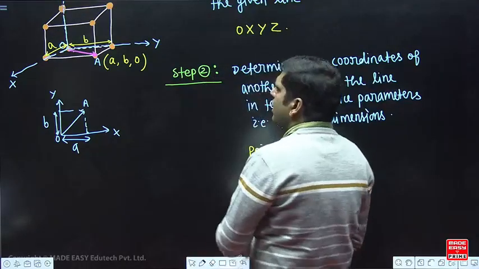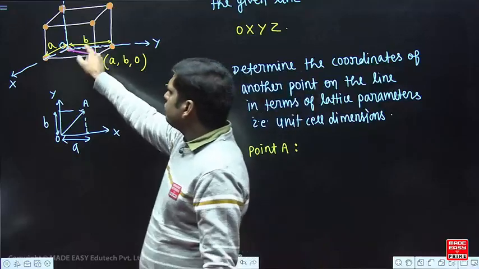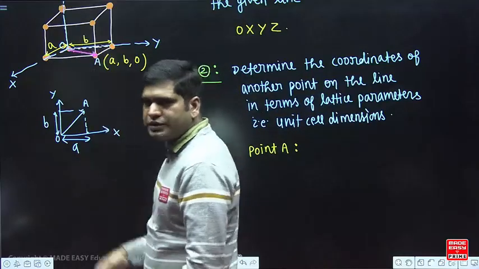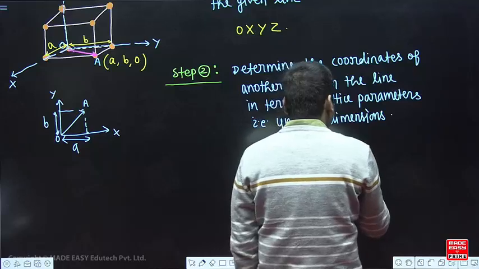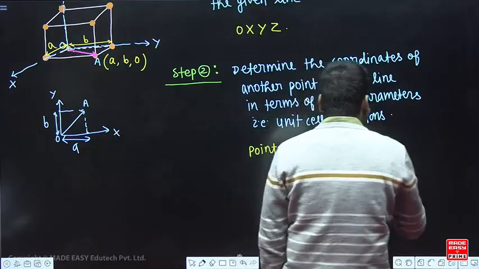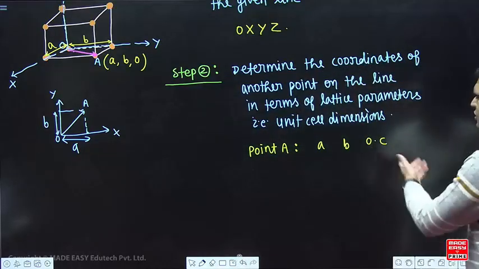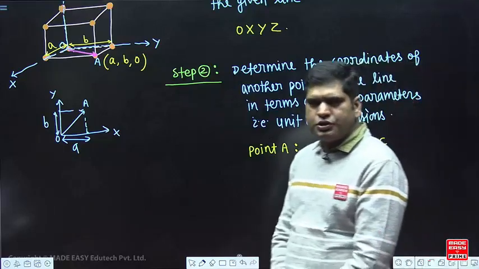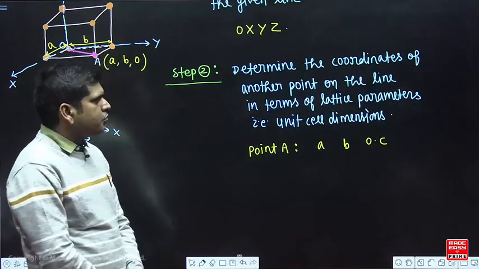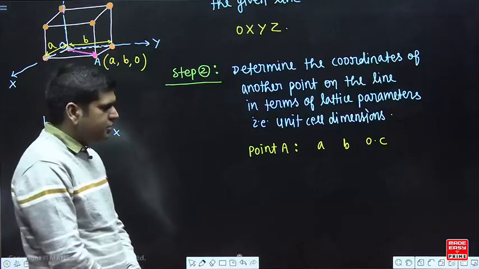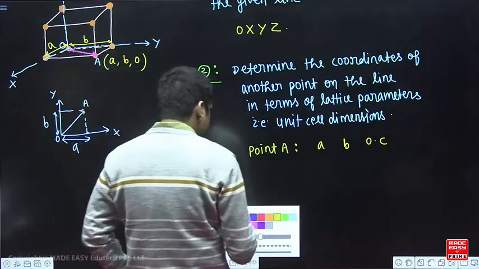He may also give you a by 2, b by 3, some other point like that. So if it is given you would write a, b, 0 times c, because 0 multiplied by something will remain 0. So it is the coordinates of another point in terms of unit cell dimensions a, b, c, where a, b, c are unit cell dimensions.